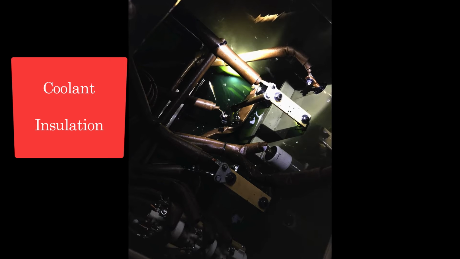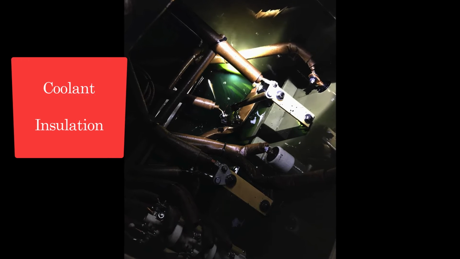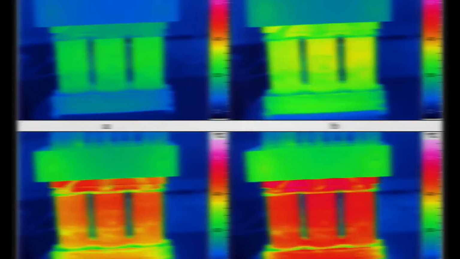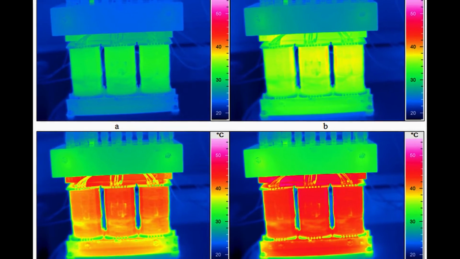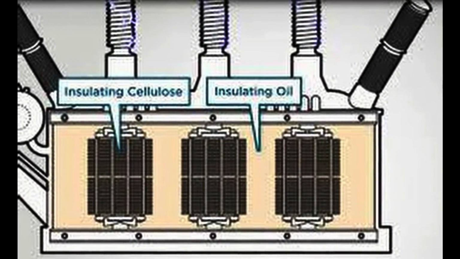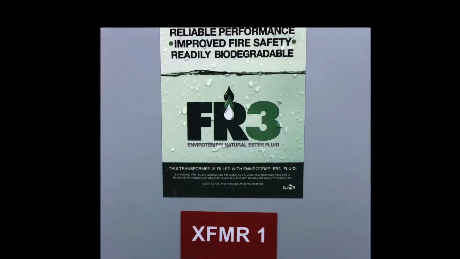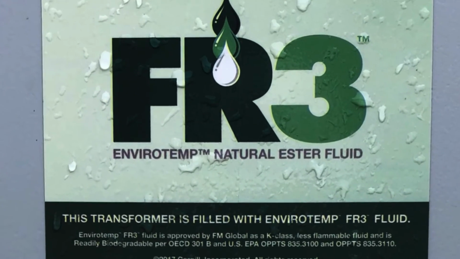The fluid used in a transformer functions as a coolant as well as an insulating medium. It reduces the potential for arcing between windings or grounded conductive parts of the tank. It takes heat away from the core and windings and carries it to the radiator. This fluid is usually mineral oil or ester-based fluid. Most transformers used on solar sites are filled with ester-based FR3 fluid.